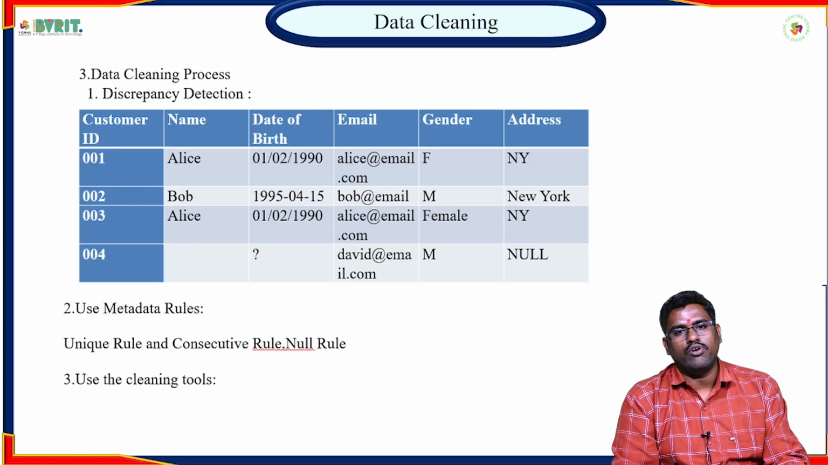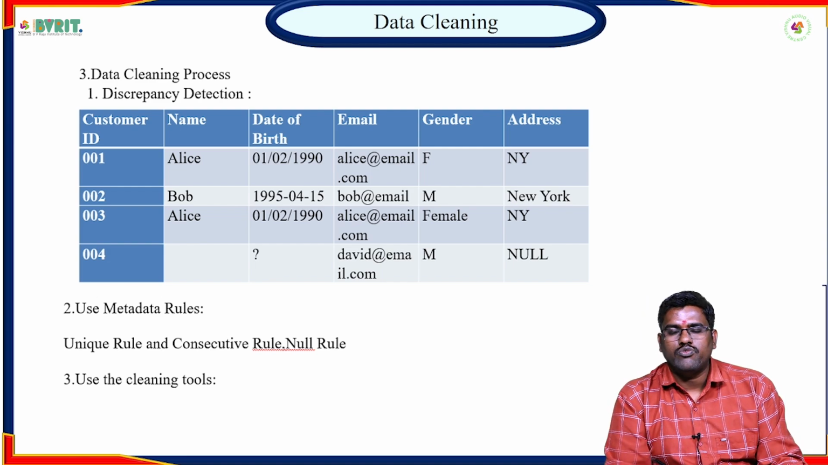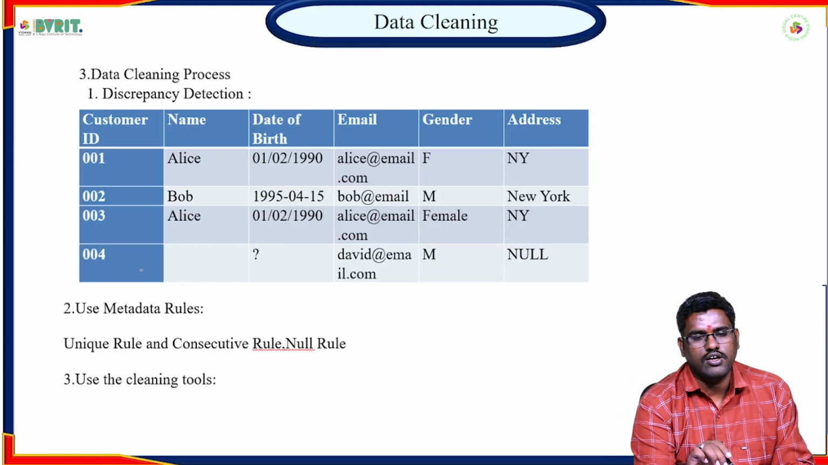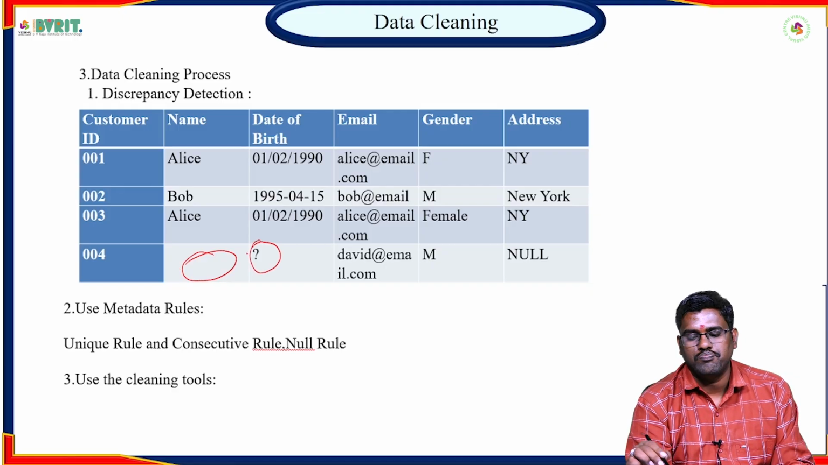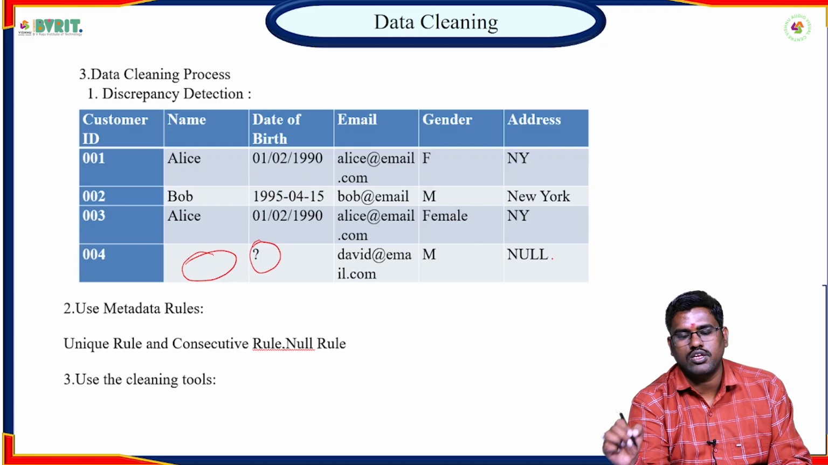Data cleaning means that after finishing all those things, if any unnecessary values or missing values are there, they will be replaced with the same unique type of values. See this example: we have customer IDs, all different, and here the name is empty. It is a missing value, and this is also a missing value. Here we have dates of birth in different formats, emails in different formats, genders in different formats, and addresses also in different formats.